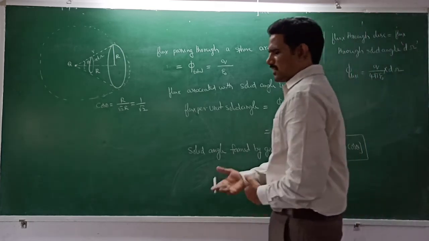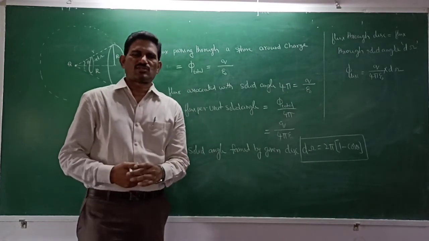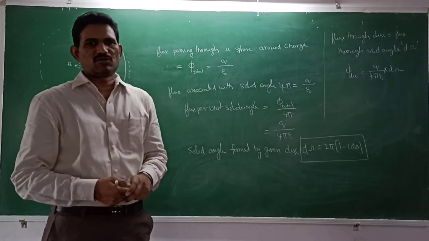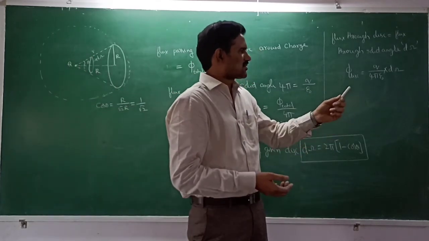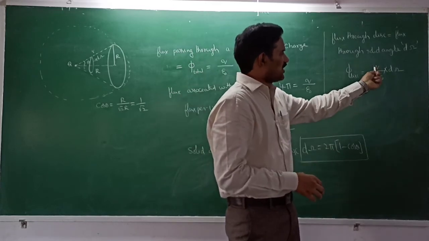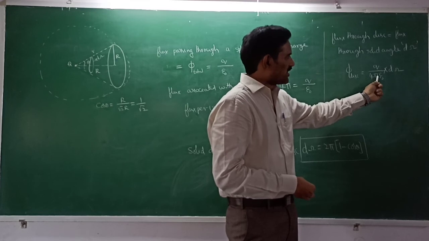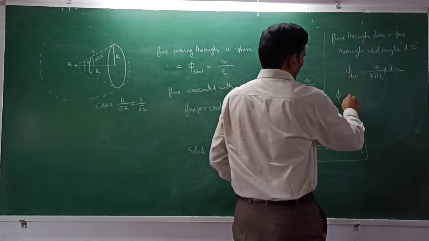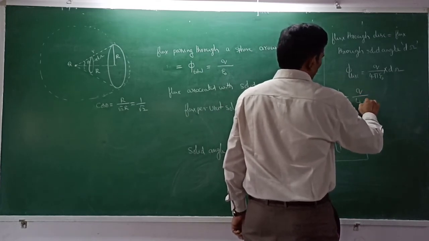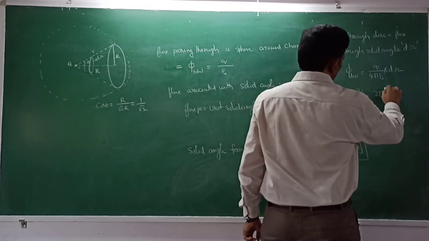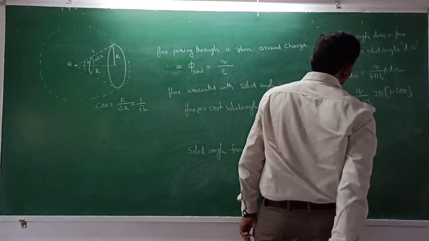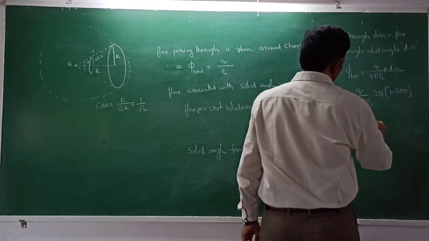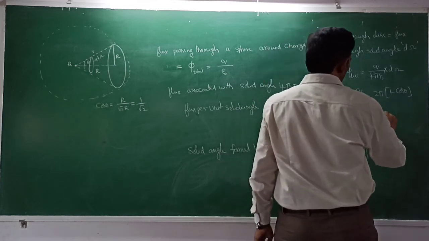It is like linear charge density or areal charge density: charge per unit area into the area of the small element. Similarly, here it is in terms of solid angle: charge per unit solid angle into the required solid angle. Then we can substitute the value. So I can write this as Q by 4 pi epsilon naught into 2 pi into 1 minus cos theta. Therefore it is Q by 2 epsilon naught into 1 minus cos theta.